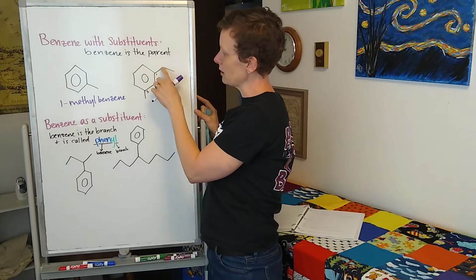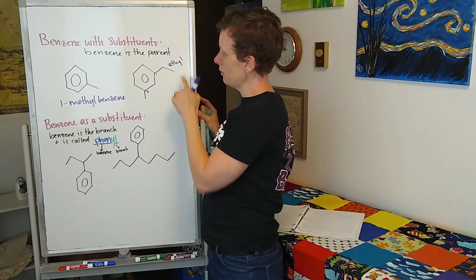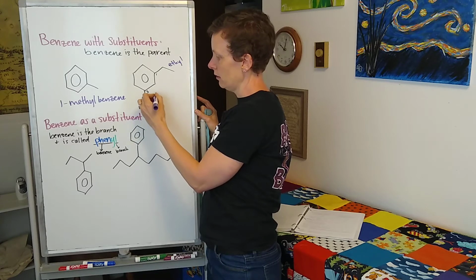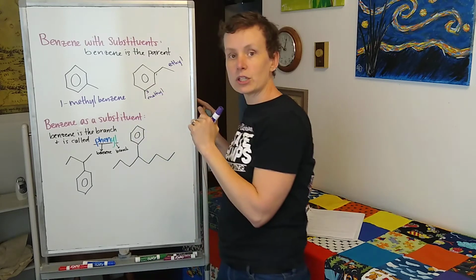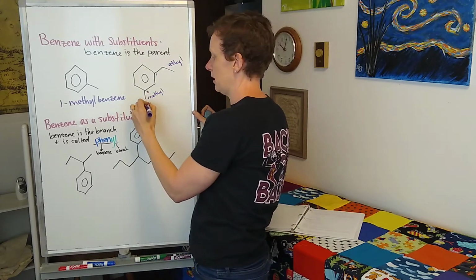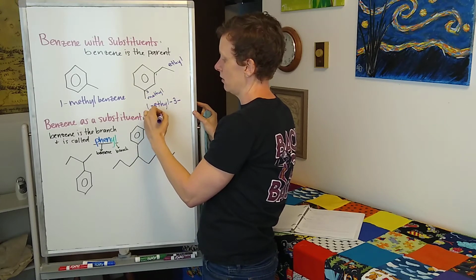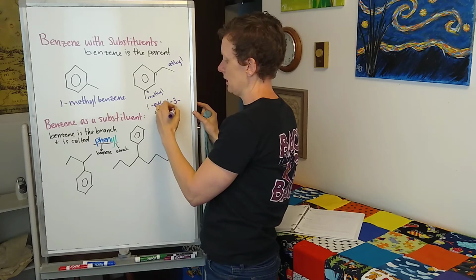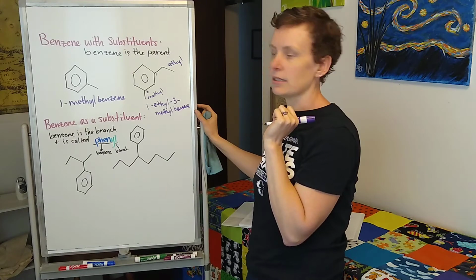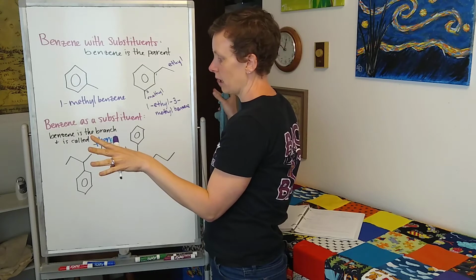This branch has 2 carbons, 1, 2, so that's an ethyl. YL is branch, ETH is 2 carbons. This one only has 1 carbon, so it's a methyl. And when we name branches, we go alphabetical order. So 1 ethyl, 3 methyl, benzene. 1 ethyl, 3 methyl, benzene. Okay, so that's just a couple of examples of benzene that have branches coming off of it.